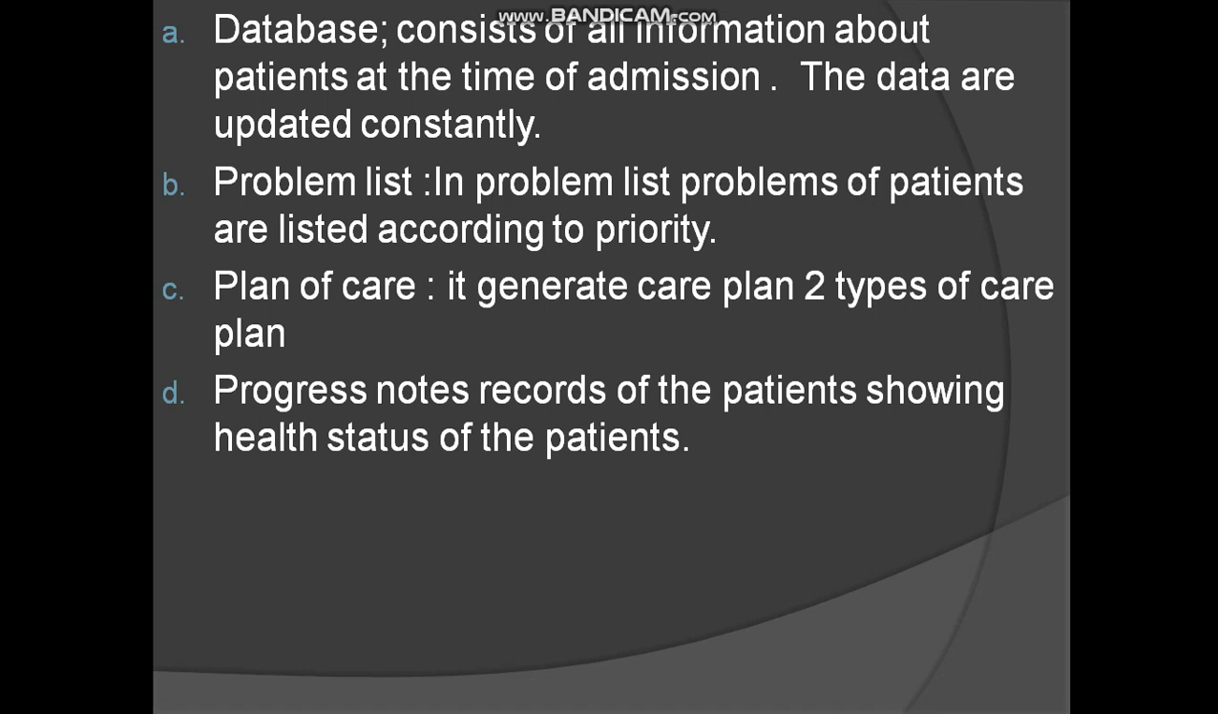Third one is plan of care. It generates two types of care plan: the medical care plan and the nursing care plan. The physician writes the medical care plan and the nurses write the nursing care plan. That is the two types of care plan.